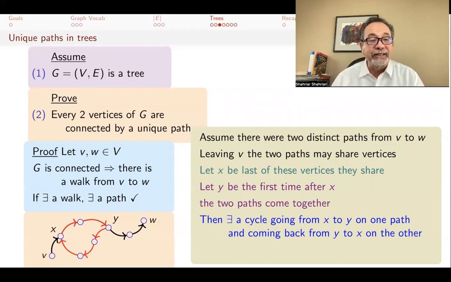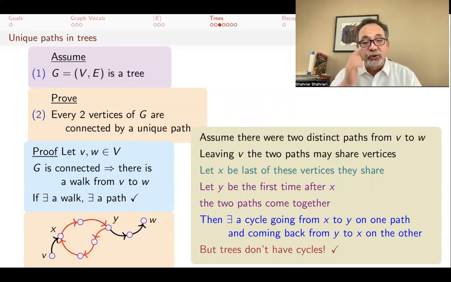But we had said that trees do not have cycles, and so that's a contradiction. So we assume that there are two different paths from V to W, and we prove that if that's the case, you must have a cycle, and therefore it can't be a tree. So we proved that if you have a tree, then every two vertices are connected by a unique path.